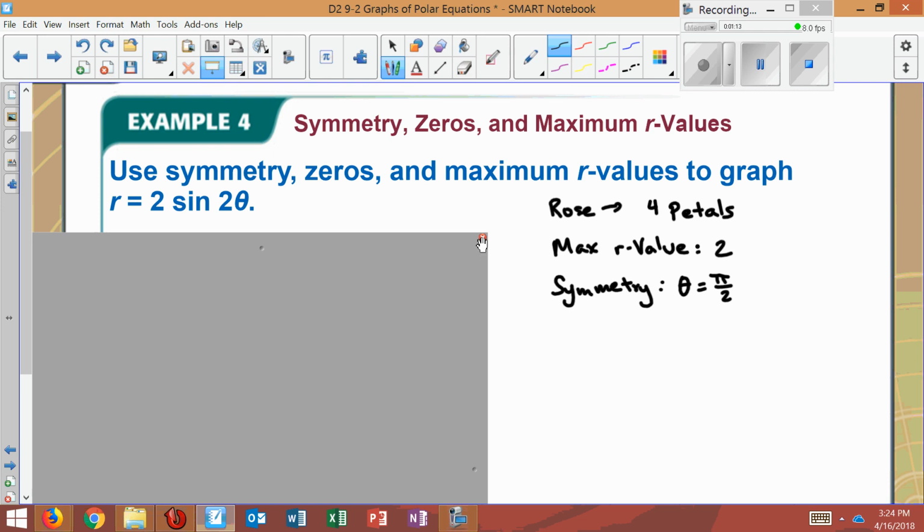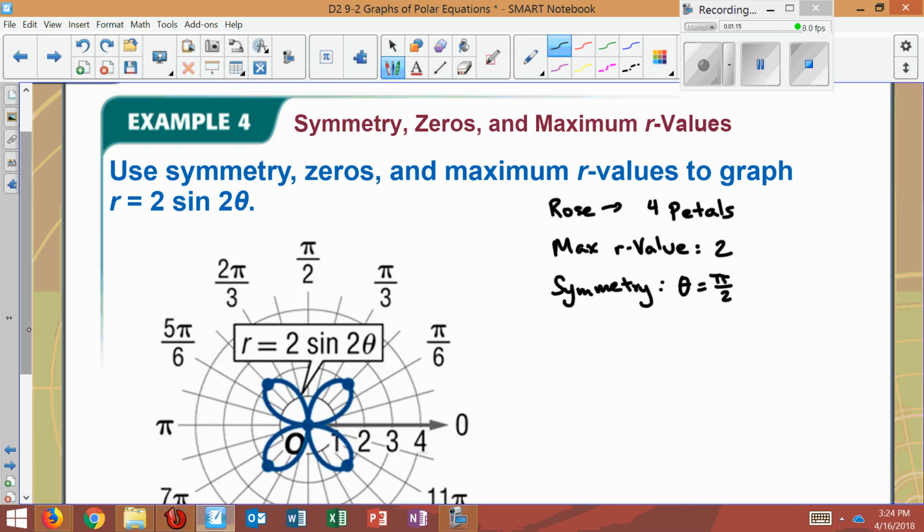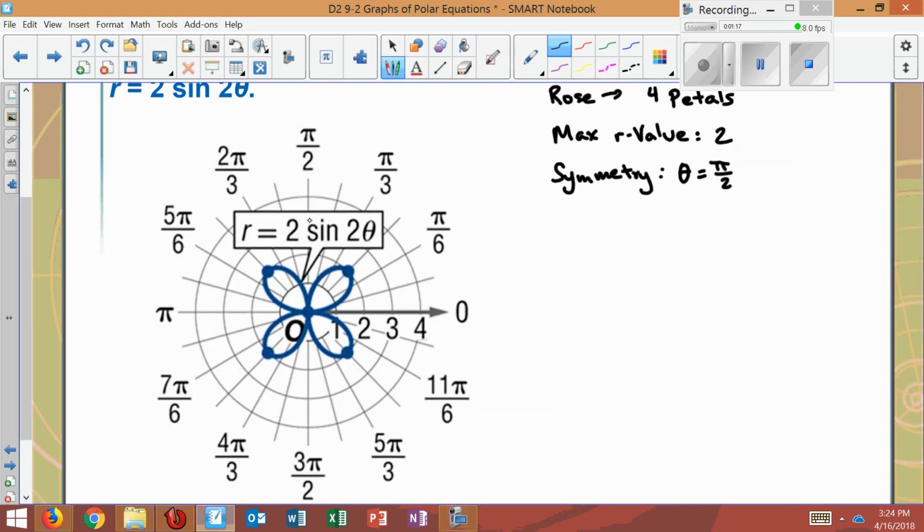Now, let's look at the picture and then determine how we got this graph. As you look, it is, in fact, cut this way, like we said it was, because it's sine. But it's also cut here, so it has polar axis symmetry. And it also is cut through the pole, which is pi over 4. Okay, so that's our symmetry.